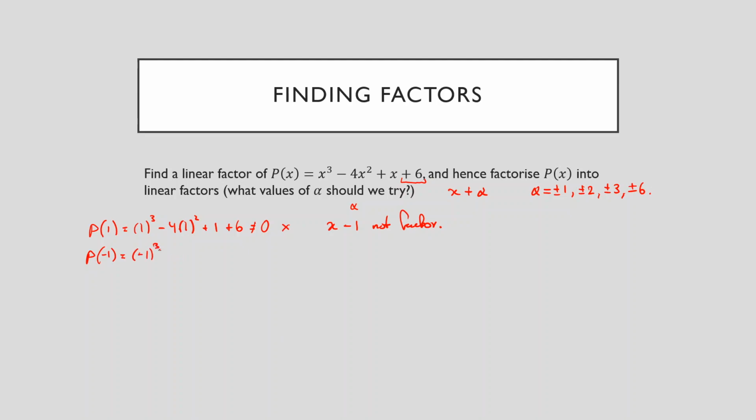So negative 1 cubed minus 4 times negative 1 squared minus 1 plus 6 equals, okay, negative 1 cubed is negative 1. Negative 1 squared is 1 times minus 4 is minus 4. So we've got negative 1 minus 4 is negative 5. Minus another 1 is negative 6 plus 6, you get 0. And that's what we want, okay? And what we can gather from this is that x plus 1 is a factor.